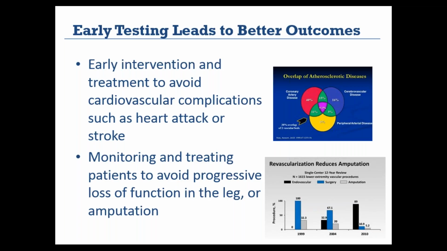Monitoring and treating patients to avoid progressive loss of leg function or even amputation is very important. Prognosis following amputation is extremely poor. 2 years following a below-the-knee amputation, 30% of patients have died, 15% have received an above-the-knee amputation, 15% have received a contralateral amputation, and only 40% have full mobility. These statistics just go to show that early detection and intervention is essential to treatment.